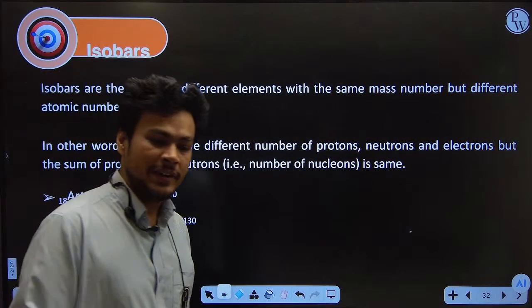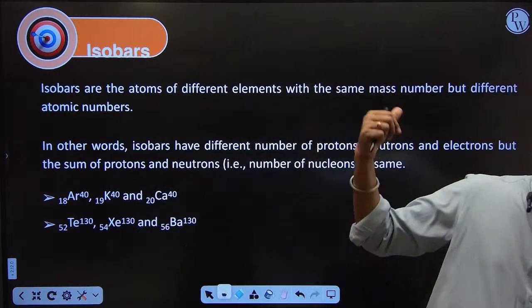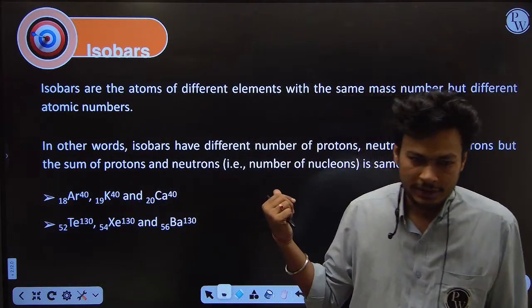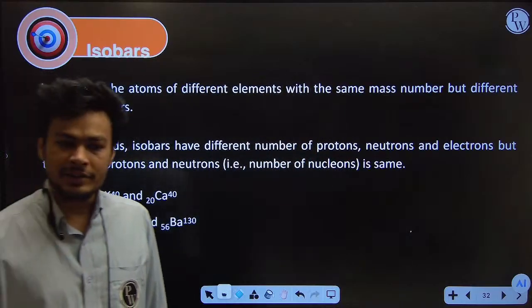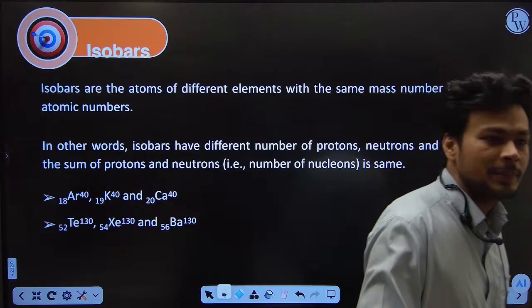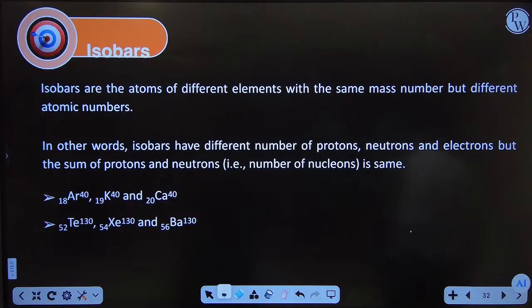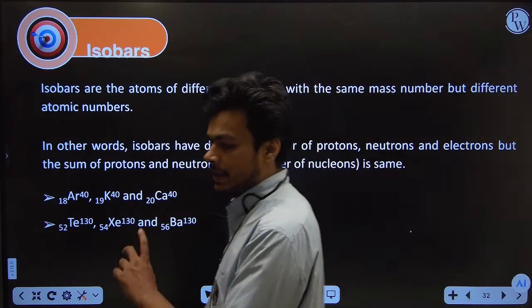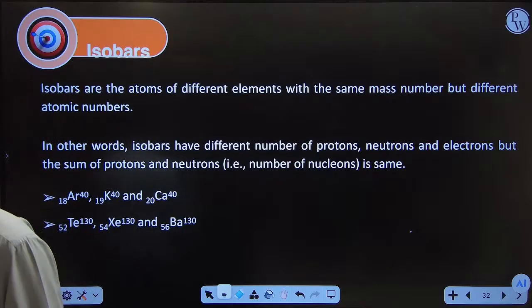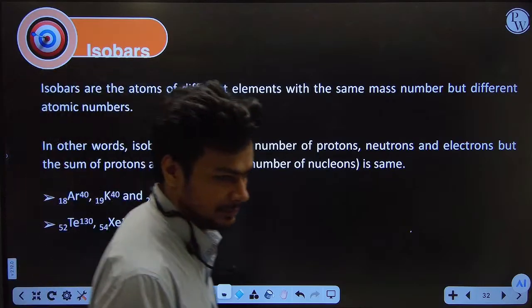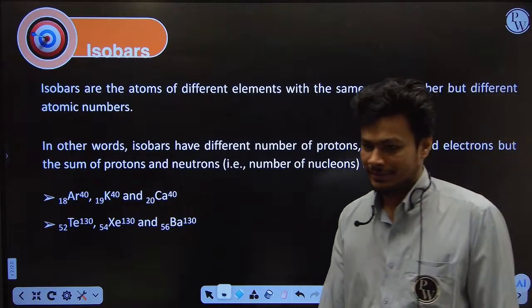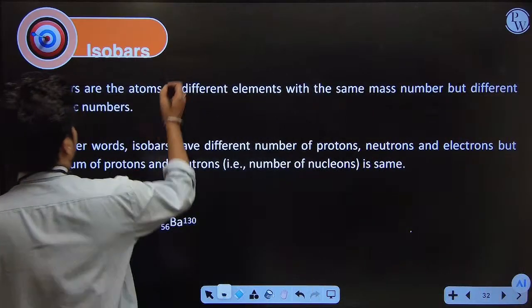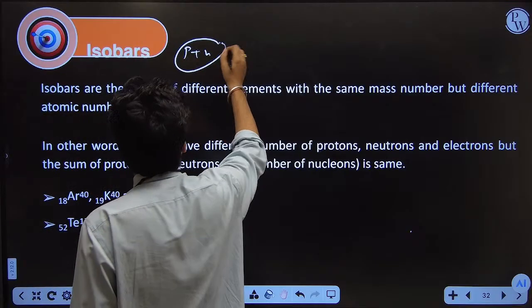And if they are of different elements and have the same mass number, what can we say about these now? They will have similar physical properties, but they will have different chemical properties. You understand? And again, what is the same between them now? P plus N is the same.